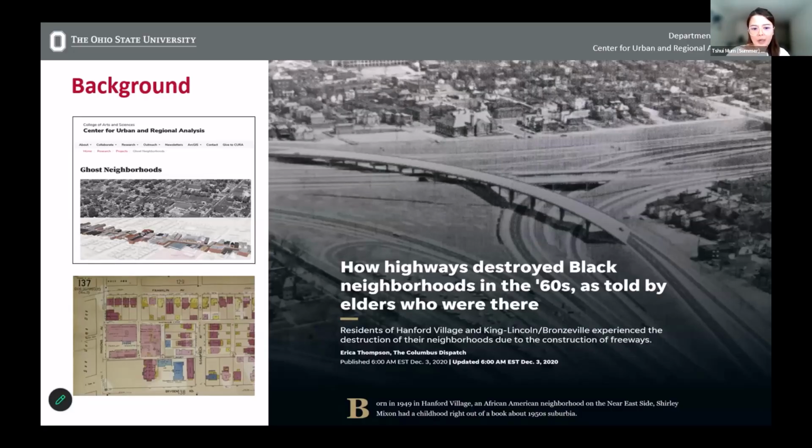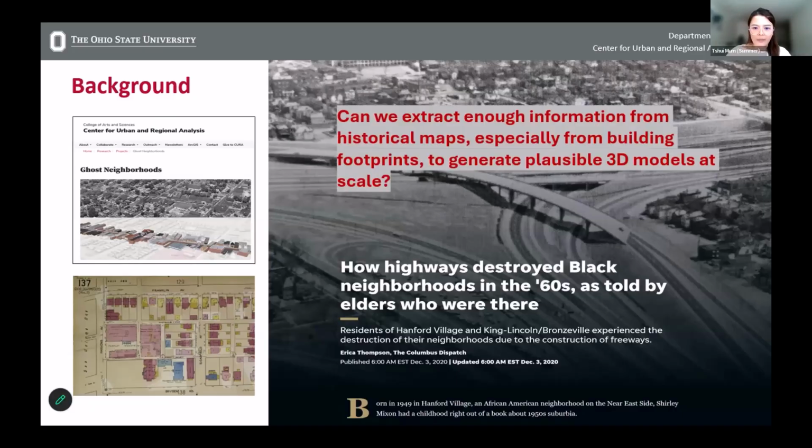So here's the question that we ask. Can we actually extract enough information from the historical maps, especially just from the building footprints themselves, to help us generate plausible 3D models in a scalable manner? And this is when urban morphology becomes essential to us.